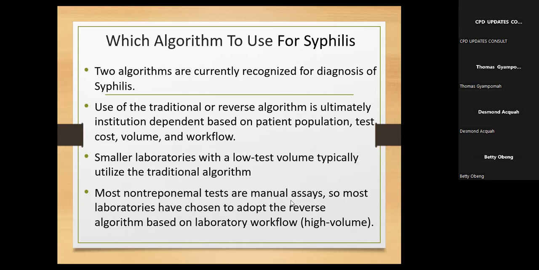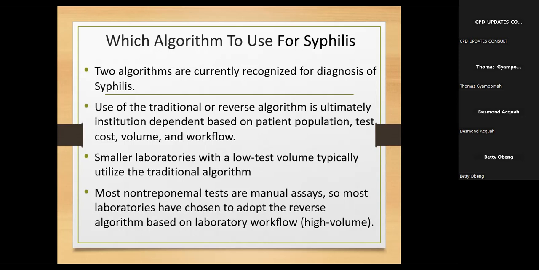So most laboratories have chosen to adopt the reverse algorithm based on the laboratory workflow and high volume. So wherever there's a high volume, people will want to choose to go by the reverse algorithm. I hope this one will feed into the blood donation listing. In blood donation, you cannot be going there and doing the traditional algorithm. So you do the reverse algorithm for blood donation because of the numbers. You're saying that wherever the numbers are more, it is recommended to go by the reverse algorithm. I hope the point is clear.